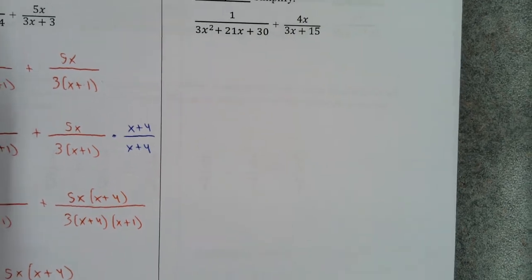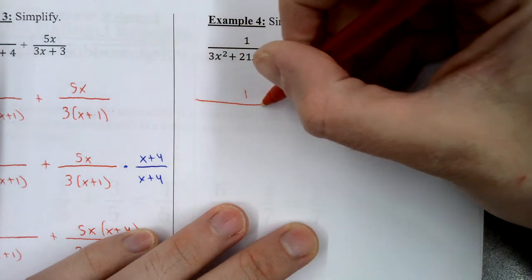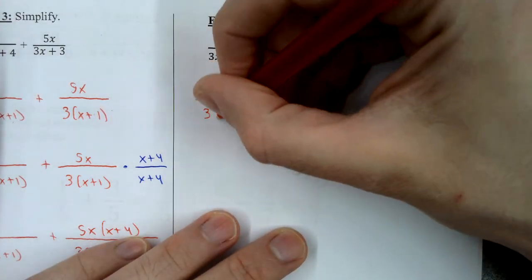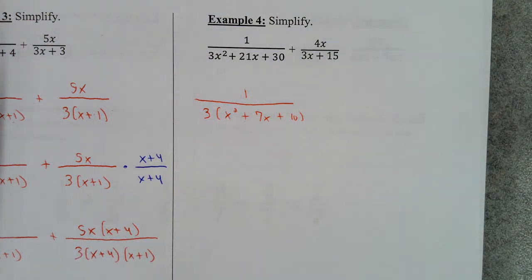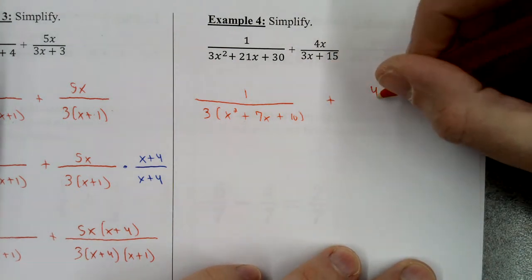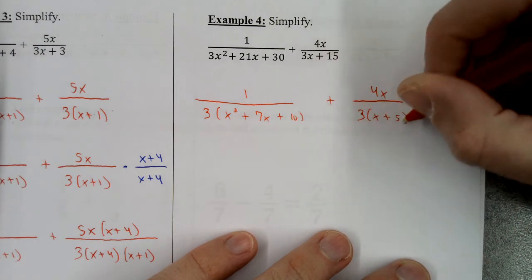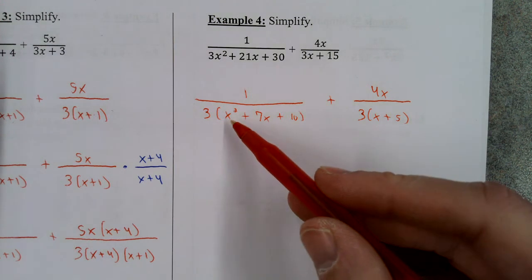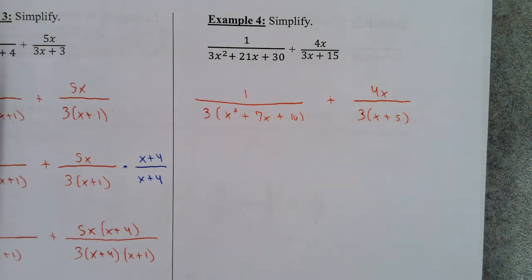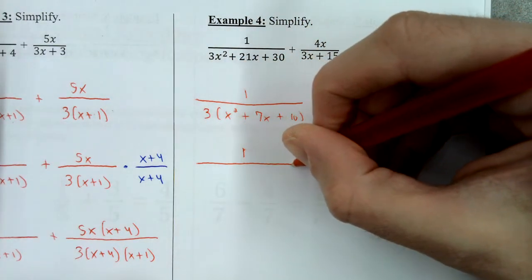Example 4, let's start by factoring. So the top left is going to stay as 1. The bottom left, you're going to factor out the greatest common factor of 3, so it'll leave you with x squared plus 7x plus 10. Plus 4x over, you're going to factor out a common factor of 3. It'll leave you with x plus 5. The only thing better than factoring once is factoring twice. So you can factor the bottom left again. Find two numbers that multiply to 10 and add to 7. It'll be x plus 5 times x plus 2.